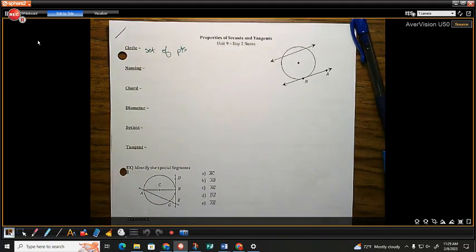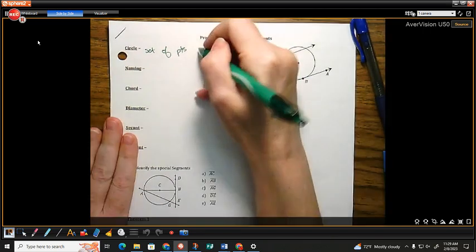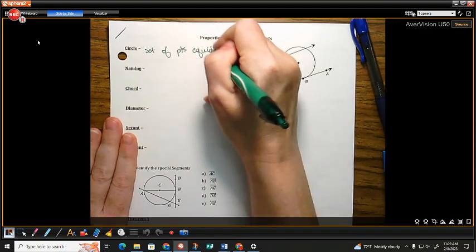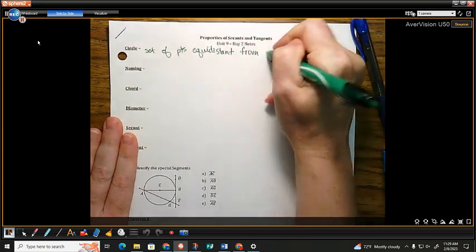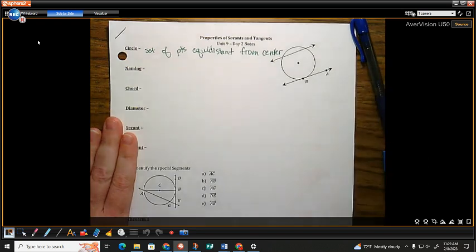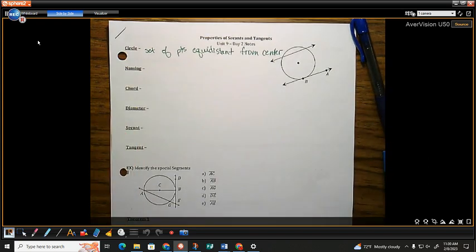Okay, what makes them ring-shaped? A set of points that are equidistant from a point. From which point? From the center. And that's what makes a circle be only a ring instead of a disc, because it's only those points that are equidistant.